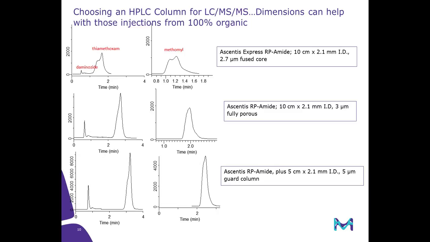Now, by attaching a guard column to the front of that fully porous column, we improved the peak shape even more. So we are still able to inject that organic slug into the starting mobile phase conditions and get halfway decent peak shapes for our early eluting peaks.